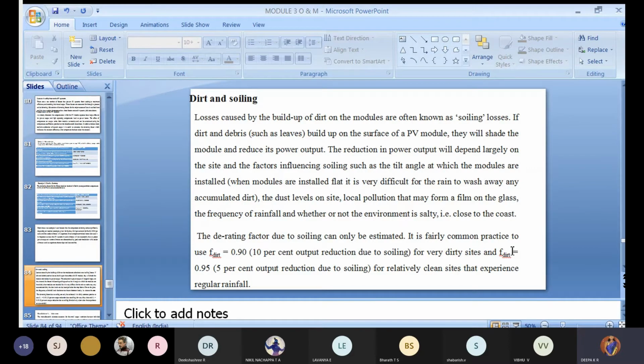But for the other one, sorry, F dirt where you are assuming frequent raining, this is just 5%. It means it is washing by itself and there is no need of much maintenance. So you can consider it as 5%: 5% for the area where you have frequent rain and 10% for areas with lesser conditions. So dirt and soiling will also affect the output of a system.